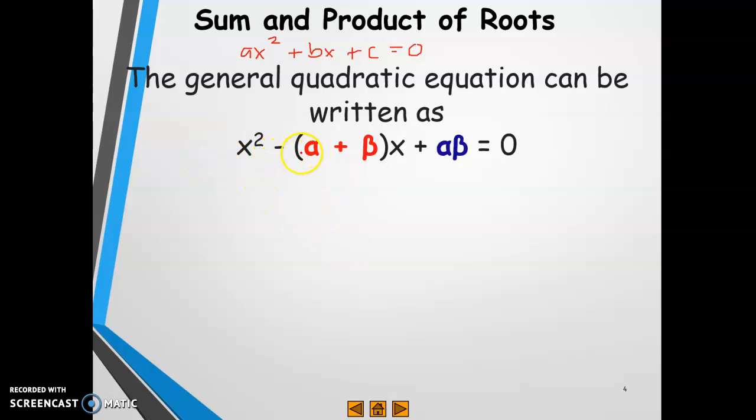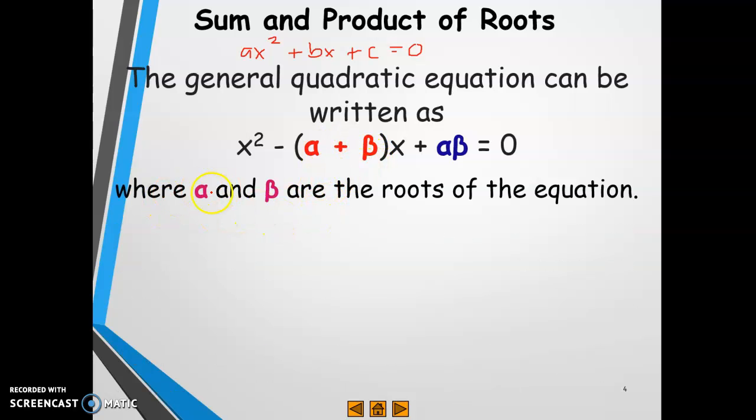x squared minus (alpha plus beta) x plus alpha times beta equal to 0, where alpha and beta are the roots of this particular quadratic equation.